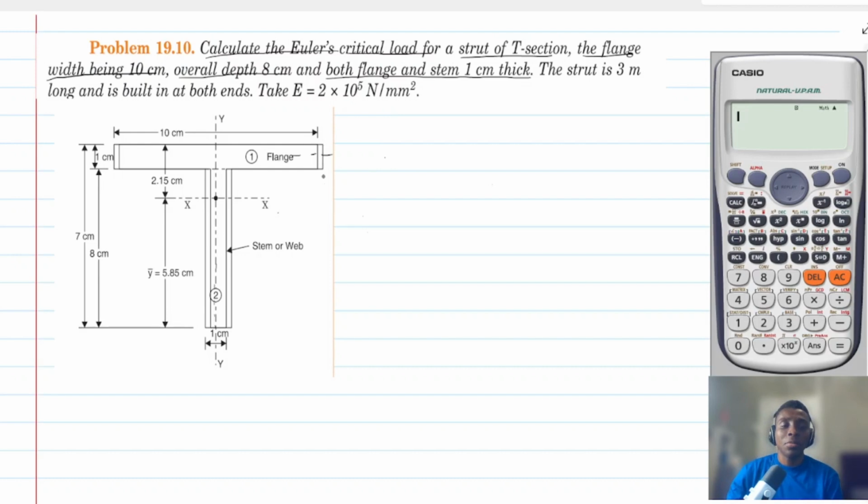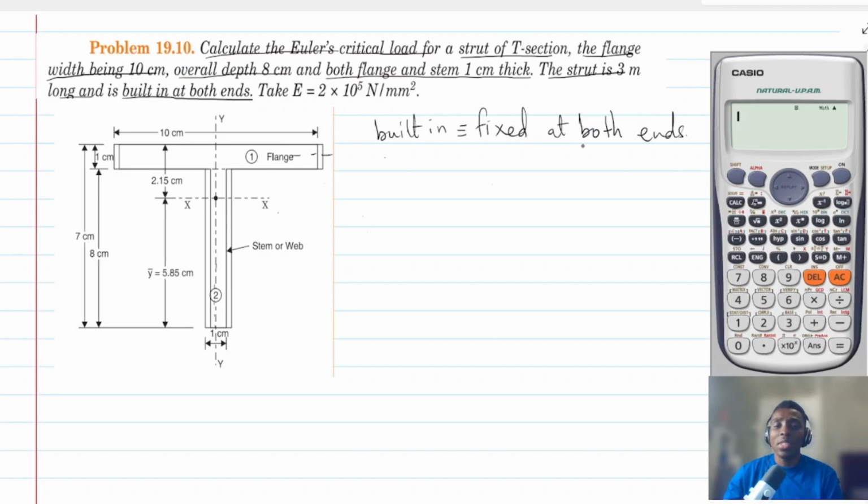All right, so the strut is 3 meters long and it's built in at both ends. So essentially, when you hear built in, it simply means fixed at both ends. So fixed, that's the meaning of built in.